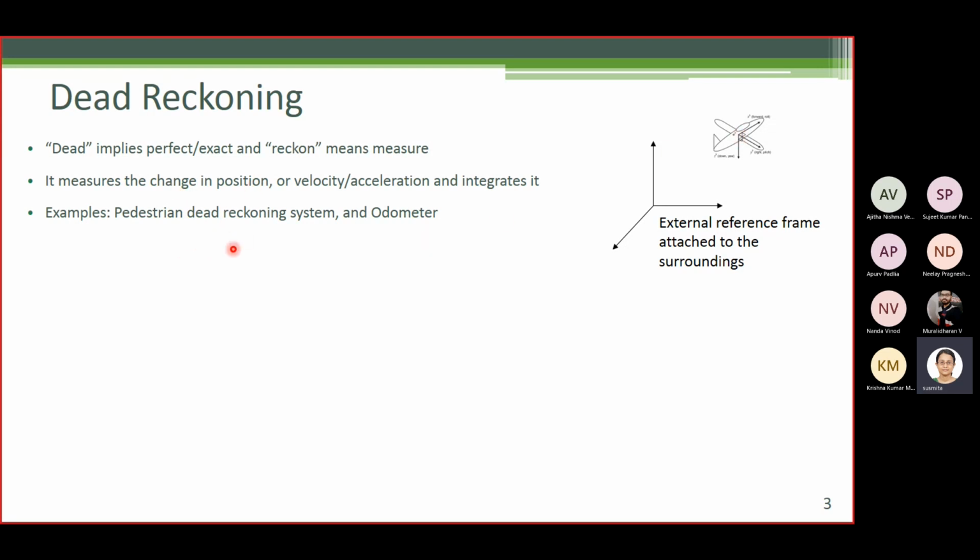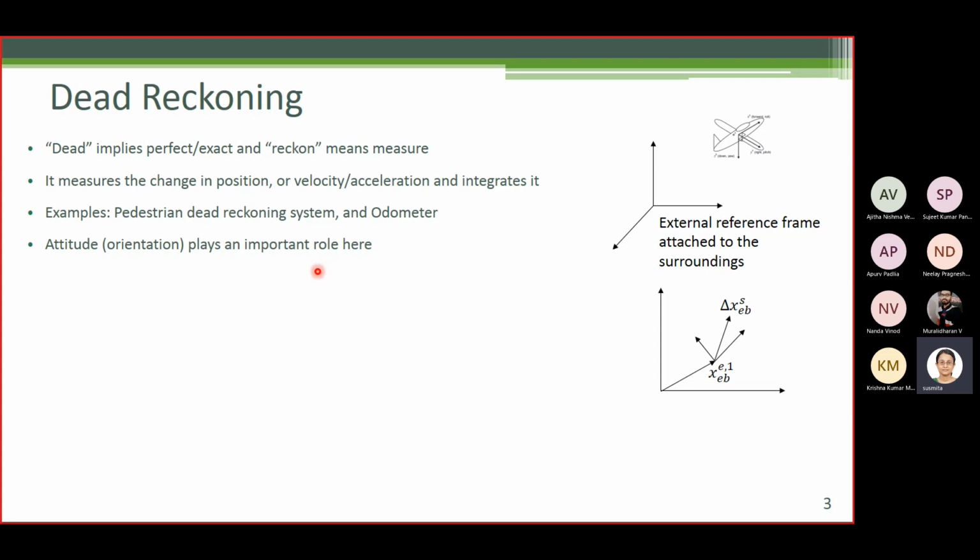How about the change in position? A change in position is again a vector quantity. It depends on how the sensors are mounted, because a sensor can only measure a quantity along its sensitive axis, right? So a change in position will have its components along the sensor sensitive axis. So let's call that the sensor frame.